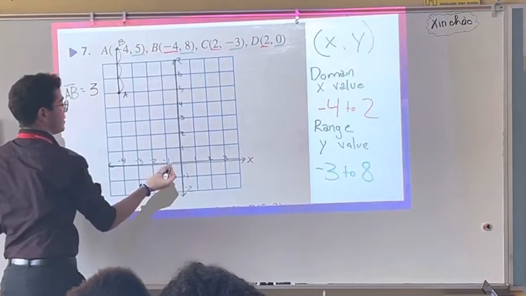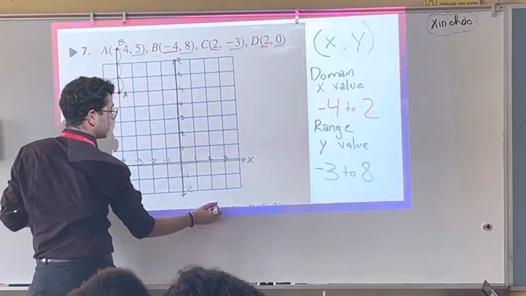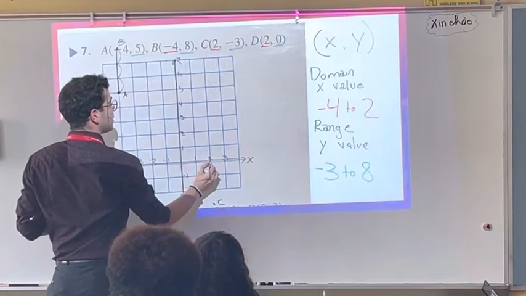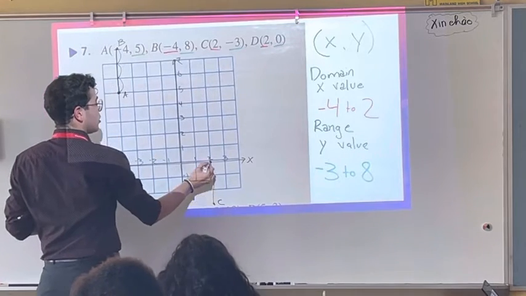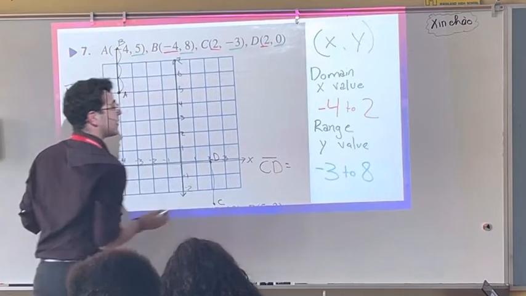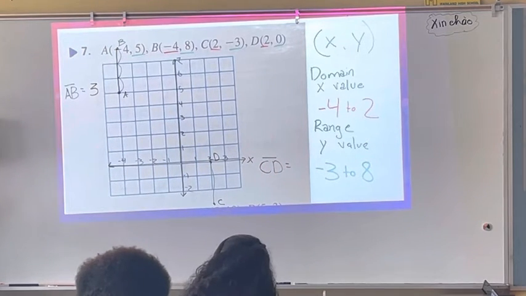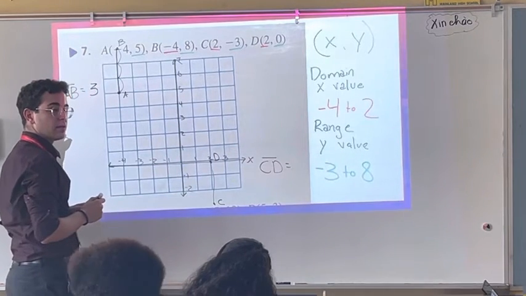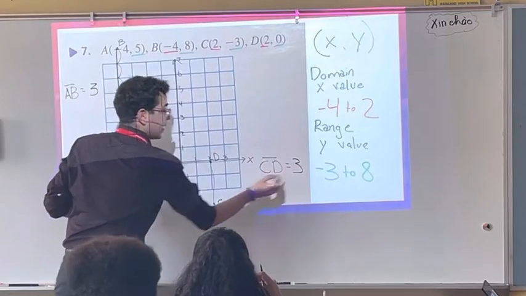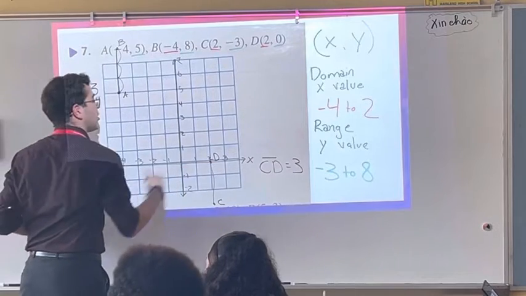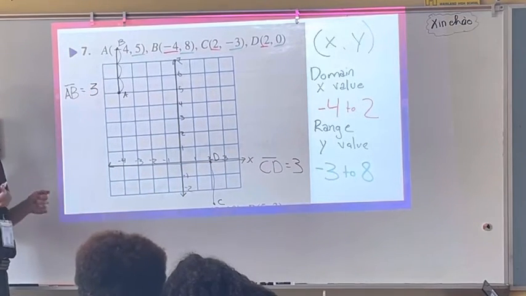Going over to C. C starts at 2 and it goes to -3. This is C at 2, -3. D is 2, 0. So, line segment CD is how many units? 3. Excellent. Class, do we notice how line segment AB is 3 units and CD is also 3 units? Do we notice that? Yes.